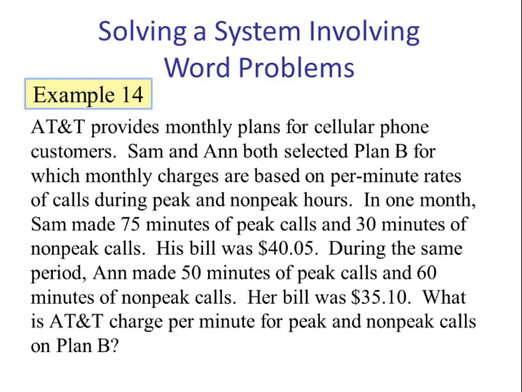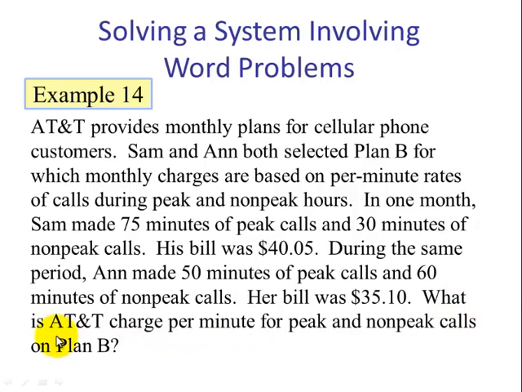Example 14. AT&T provides monthly plans for cellular phone customers. Sam and Ann both select Plan B, for which monthly charges are based upon per minute rates of calls during peak and non-peak hours. In 1 month, Sam made 75 minutes of peak calls and 30 minutes of non-peak calls. His bill was $40.05. During the same period, Ann made 50 minutes of peak calls and 60 minutes of non-peak calls. Her bill was $35.10. What is AT&T's charge per minute for peak and non-peak calls on Plan B?